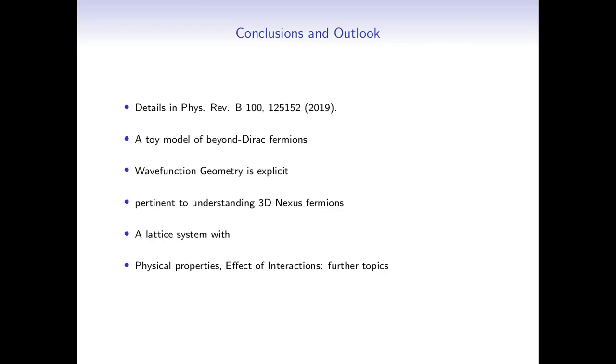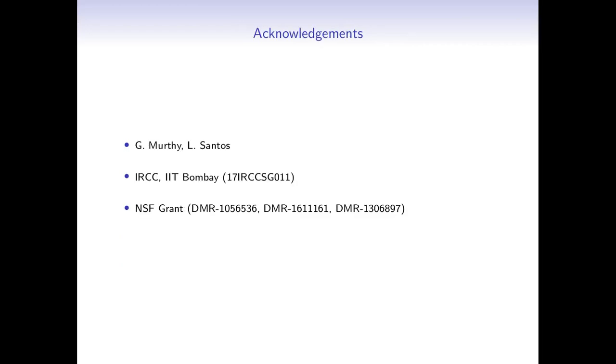So basically, you can go to our paper, and there are details of this paper. And we wrote down a toy model, which is beyond-Dirac fermion. These are fine-tuned models. These are not protected, but still they show that bands can be beyond Dirac, and you may not be able to classify them immediately. And we showed that the wave function geometry is explicit, and they are understood by analytic continuation of the wave function and the eigenenergies. And there is a 3D nexus fermion picture in 3D, which we want to understand in future. So there are physical properties, effect of interaction. These are all new questions that we'd like to understand in future.